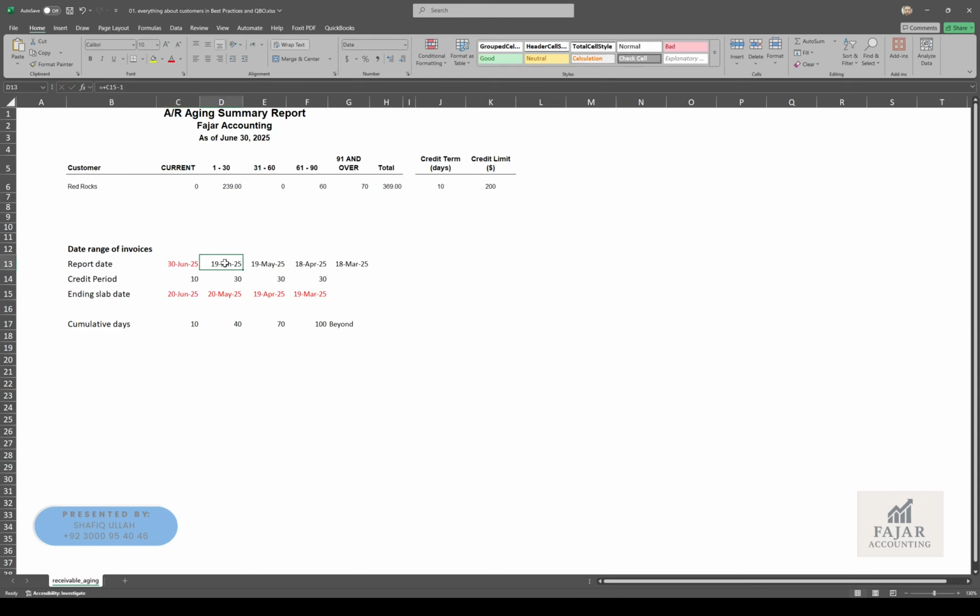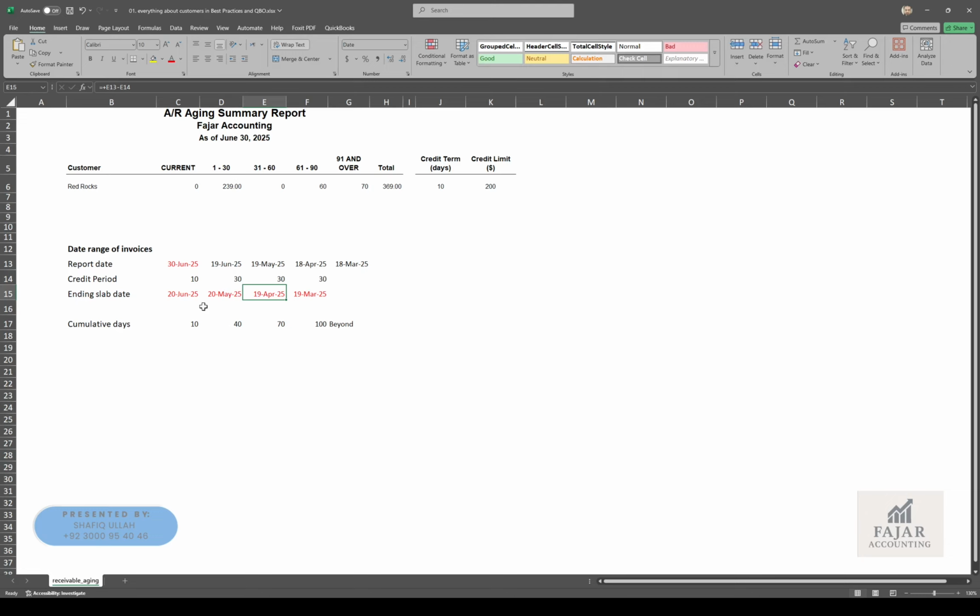Now subtract one more day to start the next bucket. That gives us 19th June. Go back 30 more days. 19th June to 20th May is the 1 to 30 days overdue bucket. Subtract one more day, the 19th May, then subtract 30 days. 19th May to 19th April is the 31 to 60 days. Next, 18th April to 19th March, 61 to 90 days, and anything before 19th March goes into the 90 plus days bucket.